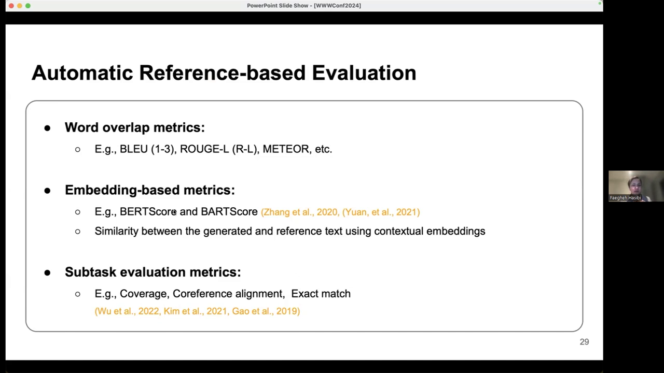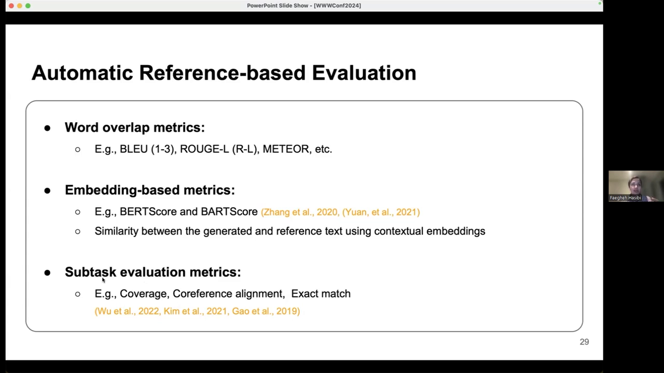In the second group, we have the embedding-based metrics, which are proposed to overcome the problems of word overlap metrics, because there are multiple studies that show that these metrics do not correlate with human evaluation. So we have BERTScore and BARTScore. These methods are designed to compute the similarity between the generated and reference text using contextualized embeddings like BERT and BART.